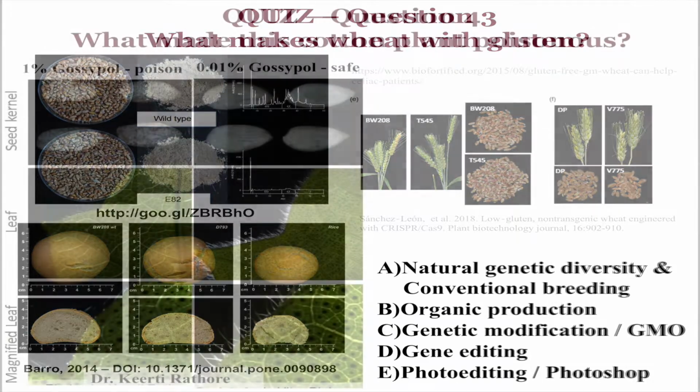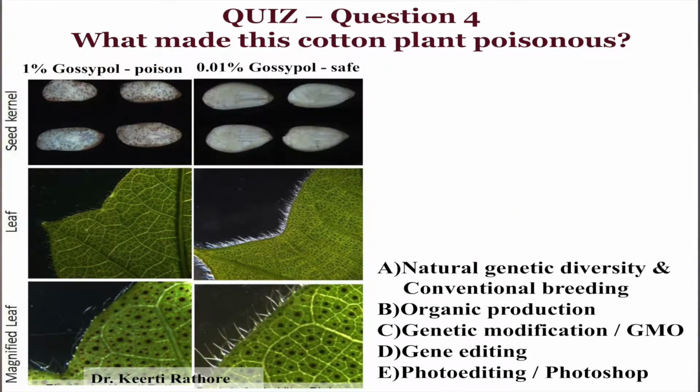2 more questions. So what made this cotton plant poisonous? In this cotton plant on the left is a toxic alkaloid called gossypol, and it's really poisonous. You don't want to eat cottonseed for that reason. On the right is low gossypol, so that's actually safe cotton. You can eat that seed, and cattle can eat that seed if you want. So what made this cotton plant poisonous? Is that natural genetic diversity and breeding? Is it organic production, GM, gene editing, or is it just Photoshop?